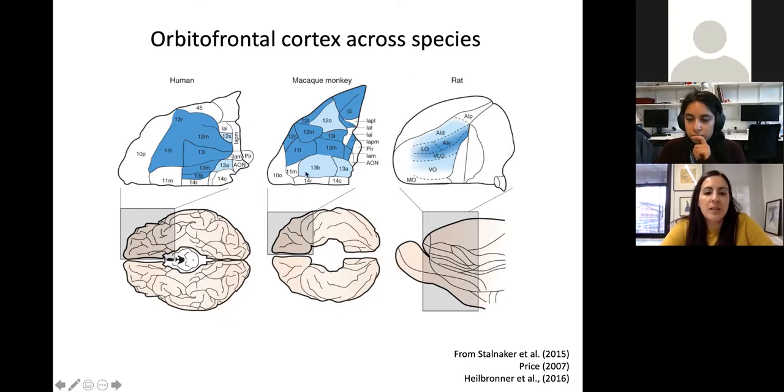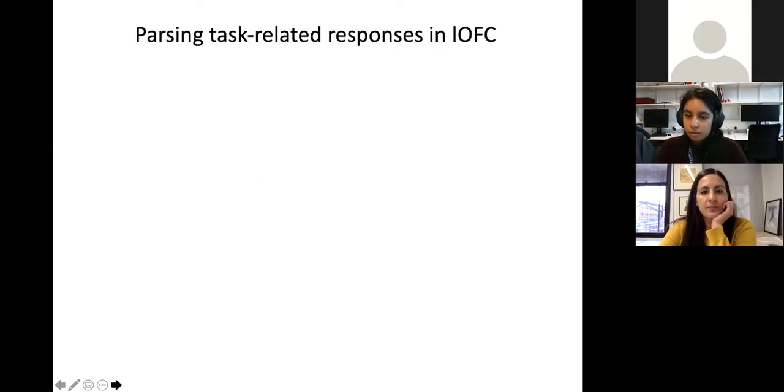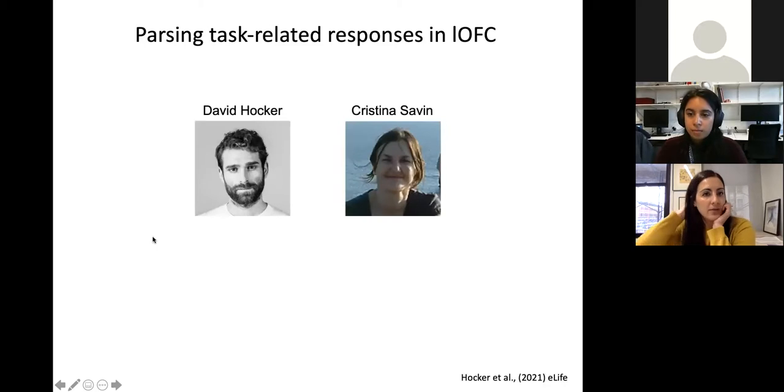But if people want to talk about species homology, I'd love to chat about it. I think it's really complicated and interesting. But anyway, we think that we're in rat LO and some anterior insula, which is probably something like this. Okay, so OFC is part of the prefrontal cortex. And so I want to talk about our efforts to unravel some of these really complex representations. This is work done by a talented postdoc in my lab, David Hocker, who's jointly advised by Christina Savin. Christina is in the Center for Neuroscience and also the Center for Data Science at NYU. And this was recently published this past month.